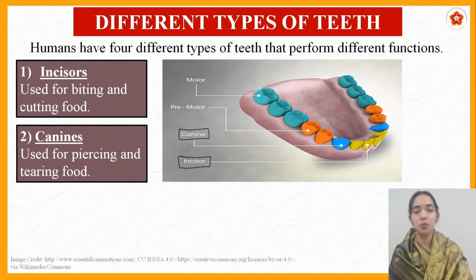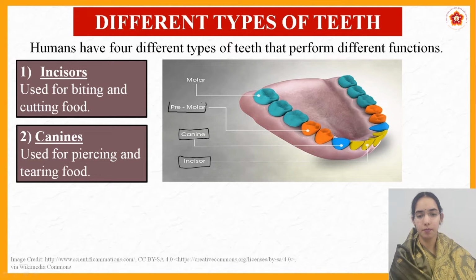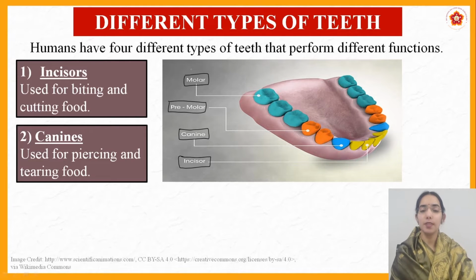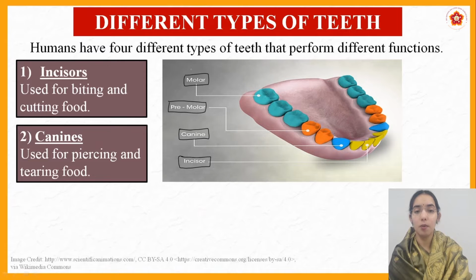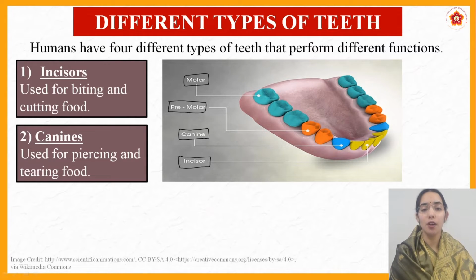Then in the diagram you can see after canines there are premolars, and then in the end there are molars. As you can see, they are a little broader, right? So when do we use our premolars and molars? Try to guess.